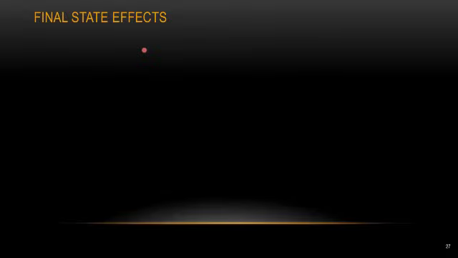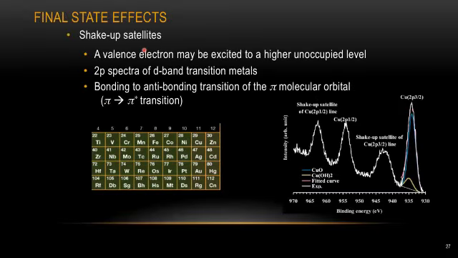The next component for the final state effect is called a shake-up satellite, and it mostly happens when the valence electron has been excited to a higher unoccupied level. You can easily observe this kind of shake-up satellite peak on a 2p spectrum in a d-band transition metal. The picture on the left here is a partial periodic table with most 3d transition metals. The disturbance of a 3d electron will give you this kind of shake-up satellite peak. The data on the right here is a high resolution scan for the copper 2p signal. We have copper 2p 3/2 and also copper 2p 1/2. Next to these 2p peaks, we also have two smaller shake-up satellite peaks.